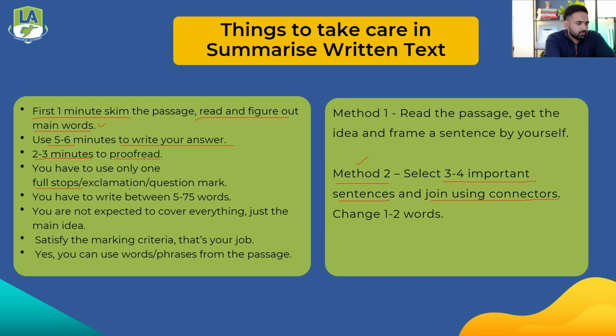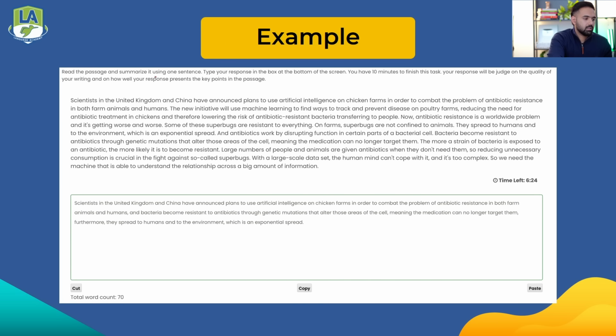You have to only use one full stop, as I've told you, and write between 5 to 75 words. You have to satisfy the marking criteria, and yes, you can use the words and phrases from the passage. Now, let's say you have this passage on your screen. The majority of the time, the first sentence will be important because it will introduce the main topic. What I've done here, I've selected the first sentence because it has keywords like scientist, United Kingdom, China, proper nouns, antibiotic, animal and humans. I've written this one, and then you have to write a comma and then write the second sentence which you figure out.